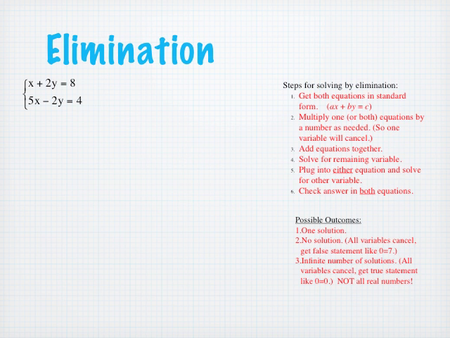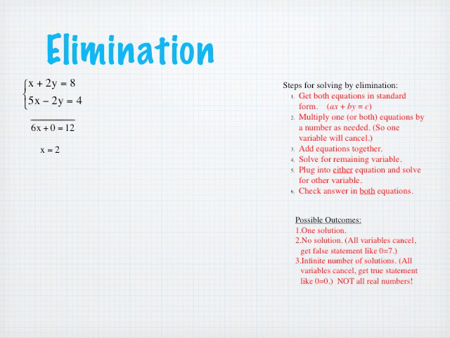I'm good. So we don't worry about step 2, and we go straight to step 3, which is adding our equations together. x plus 5x will give me 6x. My 2y and negative 2y will cancel. That's what I was hoping. And 8 plus 4 will give me 12. Okay, that's just 6x equals 12. Divide both sides by 6, and I get x equals 2. So I've got half of my answer.